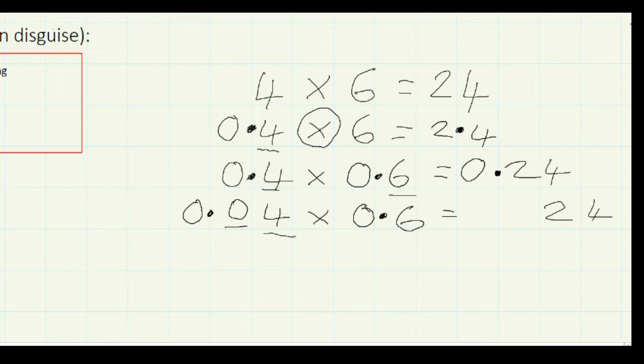1, 2, 3 decimal places, which means 3 digits after the point. I've only got 2 digits in my answer. I need 3 digits after the point, which means the point's going to go here, and I'm going to have 3 digits after the point. The only thing I can place here is a 0, a placeholder. It is 0.024.